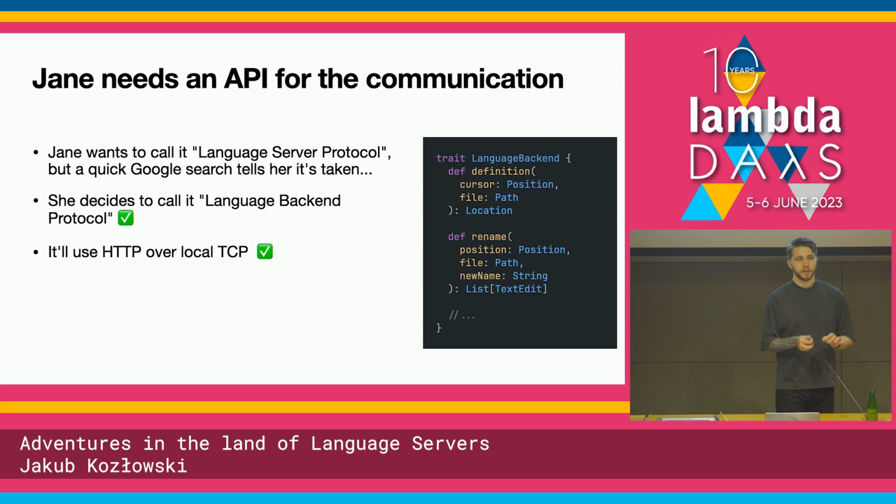Of course, all of this needs some kind of common interface, some kind of common protocol on a high level. So basically methods that can be executed on this communication. And this also needs a name, a really catchy name. So Jane wants to call it Language Server Protocol, but she Googled that and it already exists. So it's going to be called Language Backend Protocol. And for simplicity, it's going to use the stack that everyone is mostly familiar with, the HTTP protocol over TCP. And because it all runs on the same machine, it can use just local TCP. It's going to be very fast.